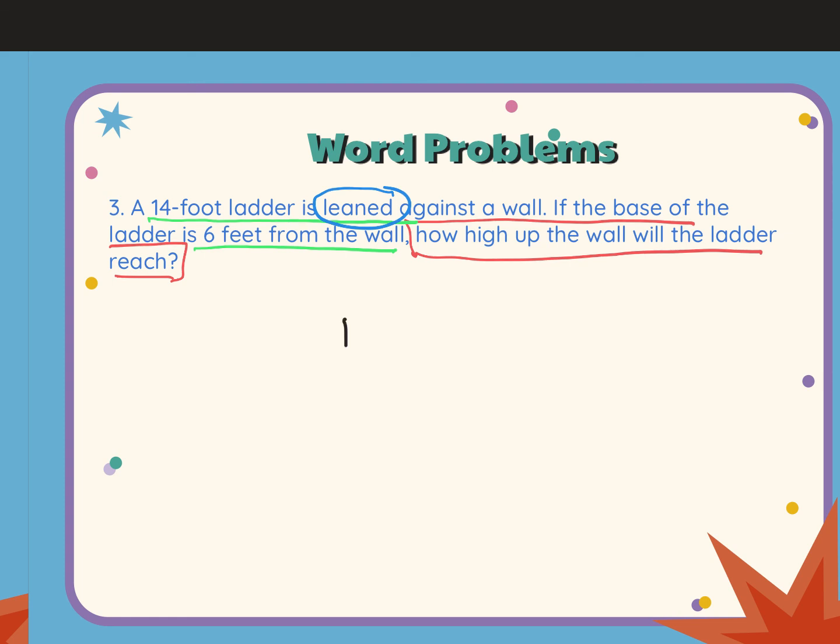So we're going to draw our wall. We can make this our ladder. Again, I'm not an artsy person, but we have our ladder, and then we can have the base. We know that the ladder itself is 14 feet. We know that the base of the ladder is 6 feet from the wall, and we're trying to see how high up the wall the ladder reaches. Again, we're given a side and the hypotenuse, but we are missing one of the other sides.